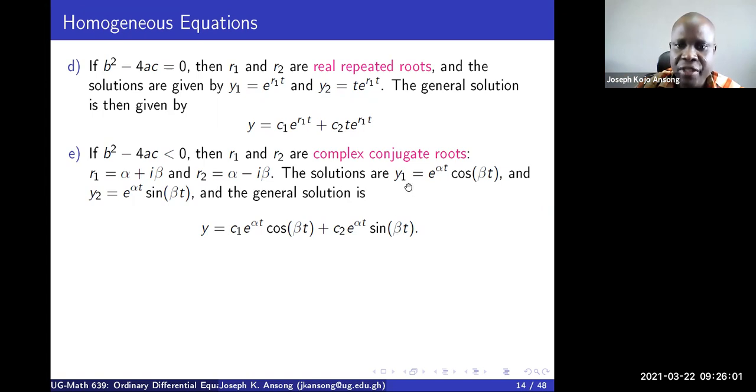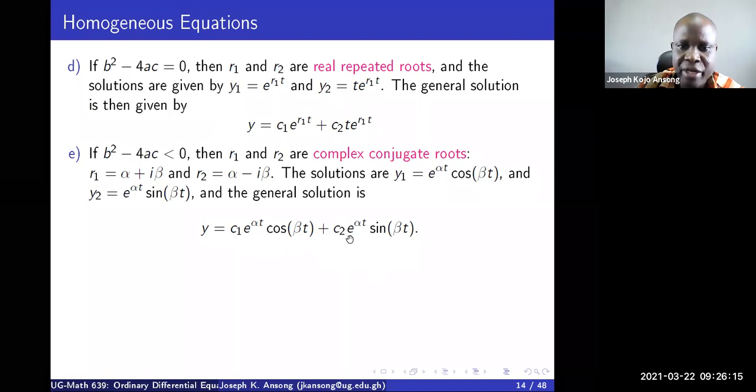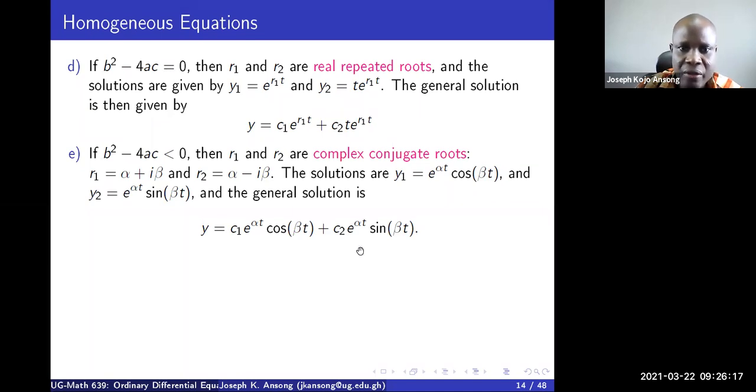If these are solutions, then one of the solutions is given by e to the alpha t cosine of beta t, and the other solution is given by e to the alpha t sine of beta t. You form a linear combination of these two solutions and you get a general solution in the case of complex roots, given by this. So you get the roots of the characteristic equation, identify the real part and the imaginary part, and you can use those to help you form this general solution to the homogeneous equation.